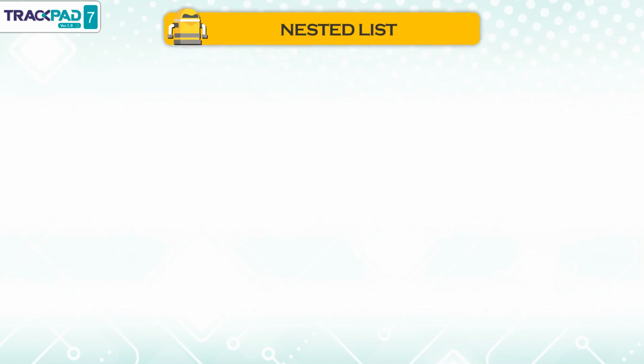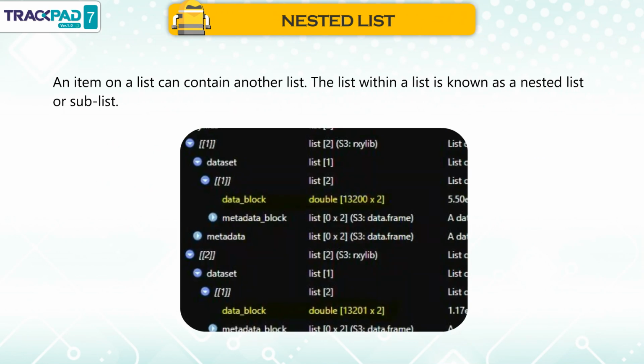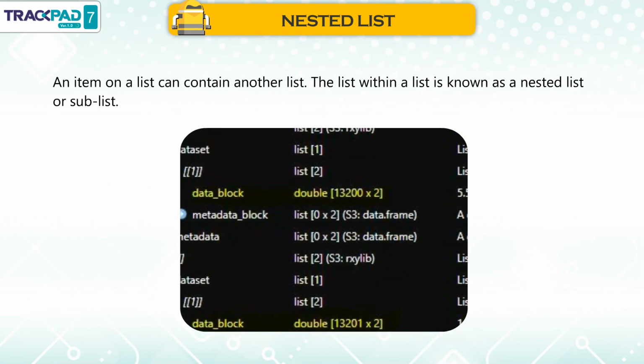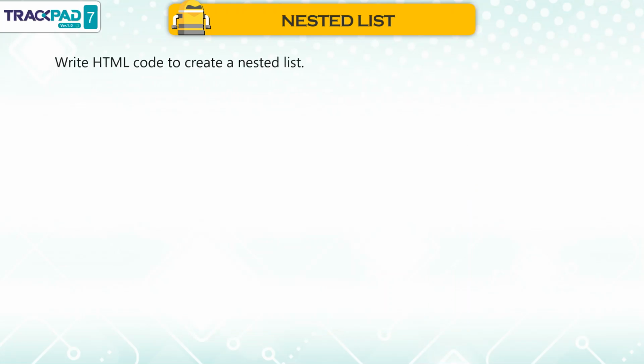Nested list. An item on a list can contain another list. The list within a list is known as a nested list or sublist. Write HTML code to create a nested list.